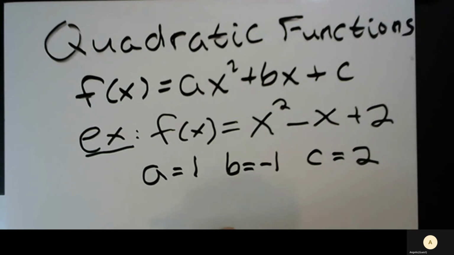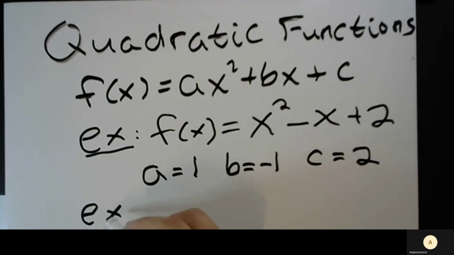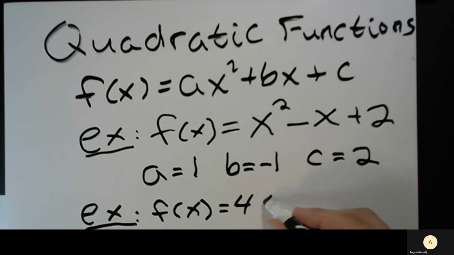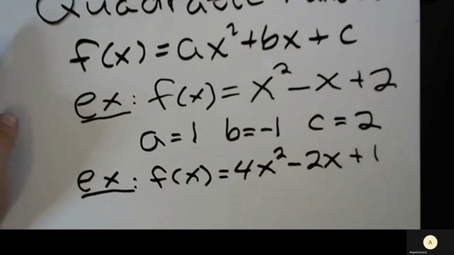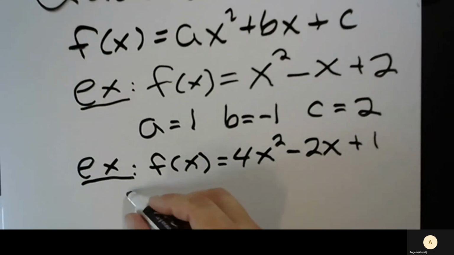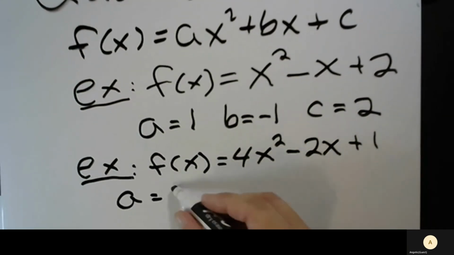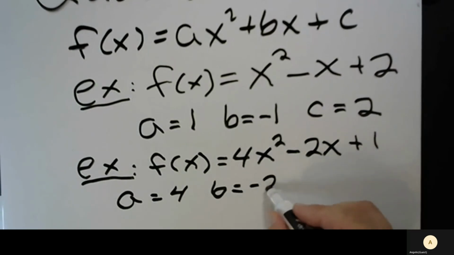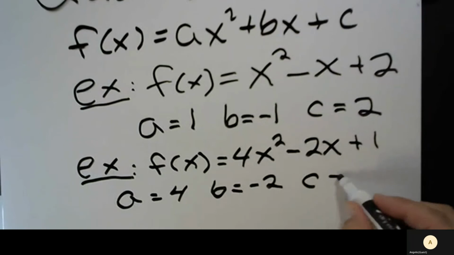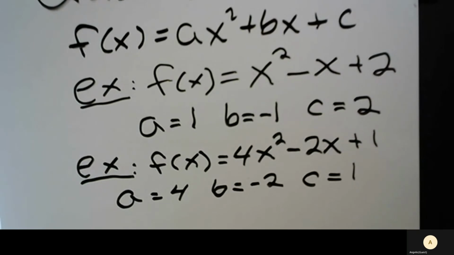And then if we have something like this, it might be a little more identifiable. So in this case, a is 4, b is -2, and c is +1.